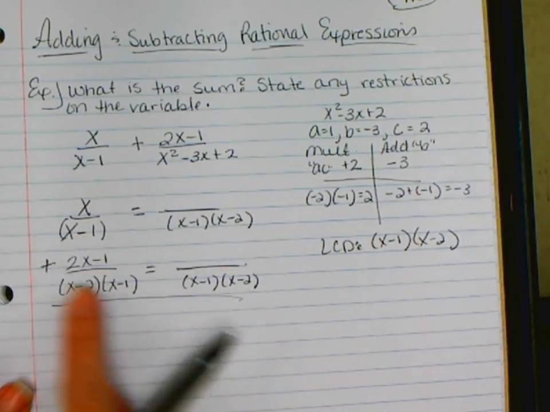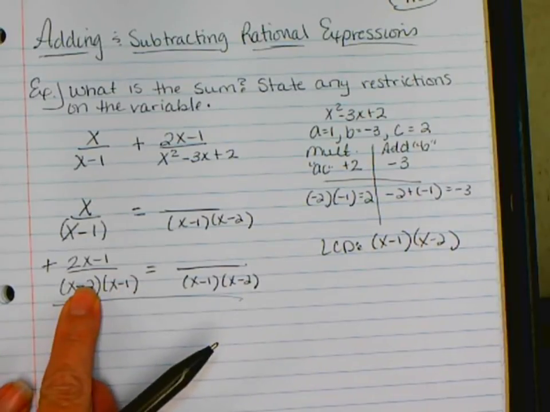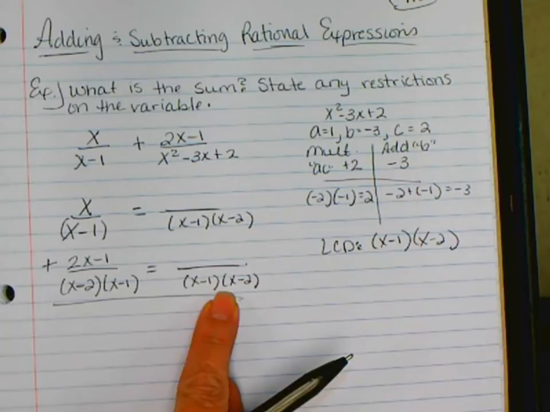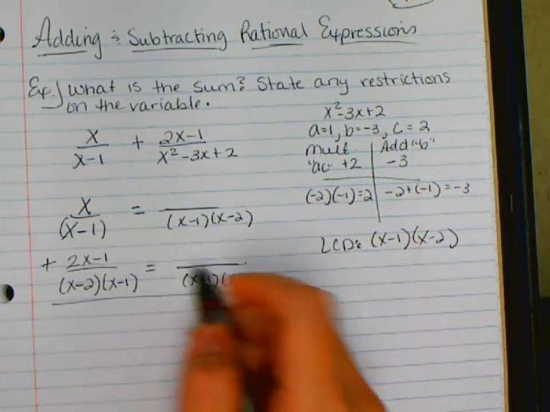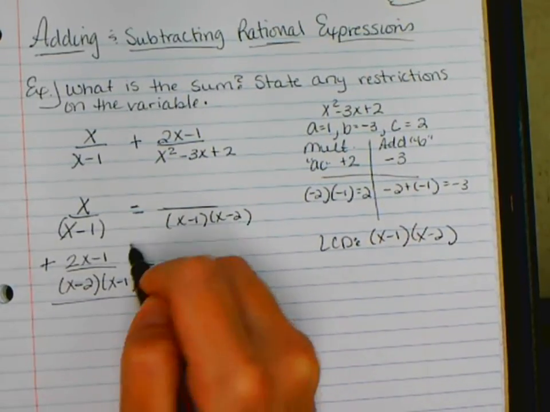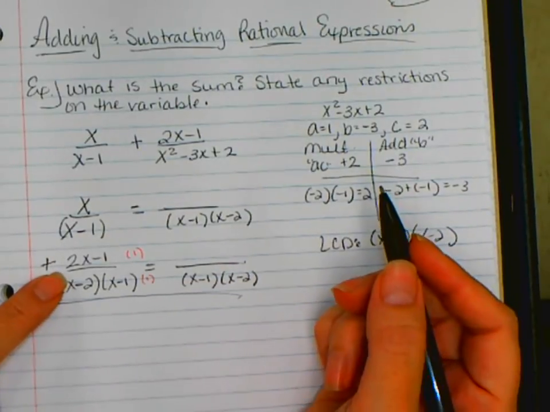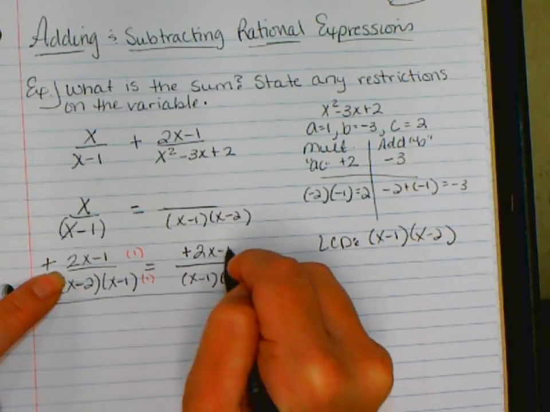So in my bottom fraction, what did I multiply my original denominator by to get my new denominator? It was a 1, right? There's nothing that's changed. So if I multiply the denominator by 1, then I have to multiply the numerator by 1 to get an equivalent fraction. So basically up here nothing changes. So we have plus 2x minus 1.